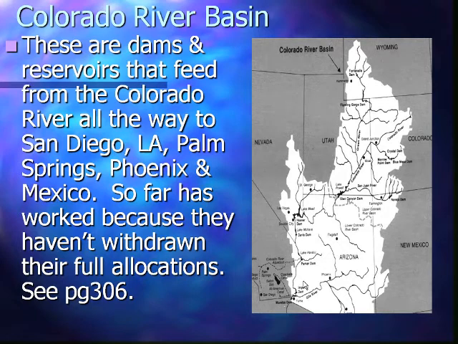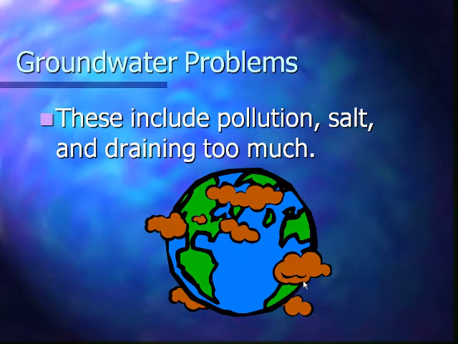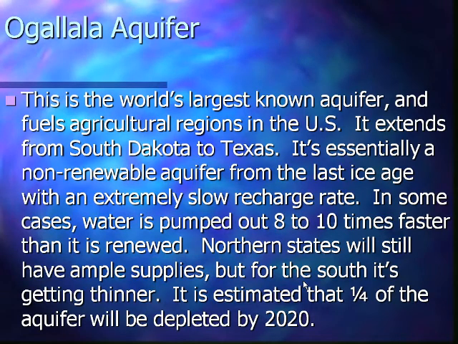Going back, it's a good compromise between conservation and industry. So groundwater problems are the same as surface water: pollution, salt, and too much drainage. The big example that you should remember as your case study is the Ogallala Aquifer, the largest aquifer that we know of, and it's pretty much in the middle of the U.S. It goes from South Dakota to Texas.